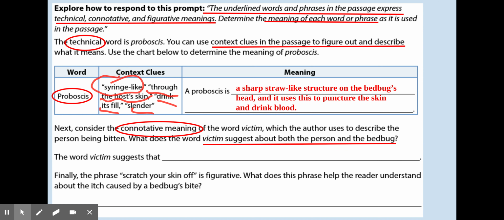The word victim suggests that, and you're right, it suggests, I'm jumping ahead. I forgot the tone. The tone of the word victim we already said was negative, which means that you want to make sure your answer is focusing on some negative feelings and emotions that victim would have. So the word victim suggests that the person being bitten is helpless and that the bed bug is bad or evil. Because we usually use the word victim to talk about getting kidnapped or getting hurt or somebody not doing what you need to and you having to be at their mercy.